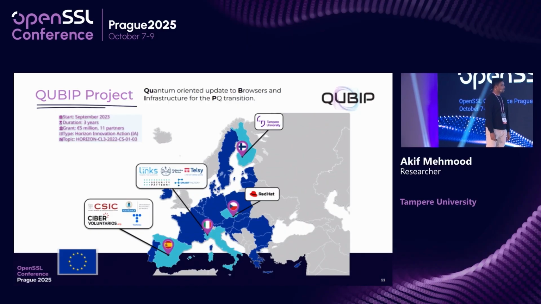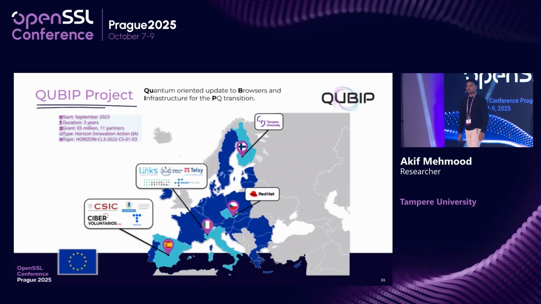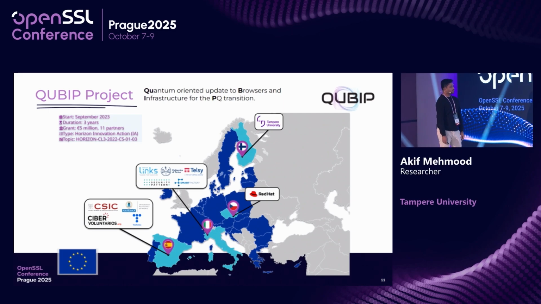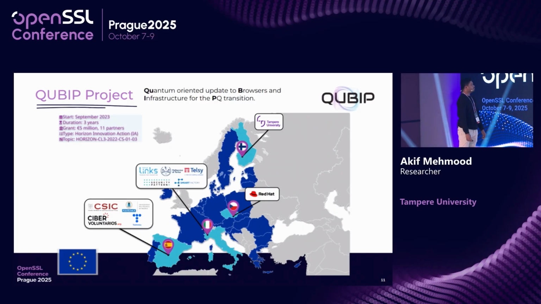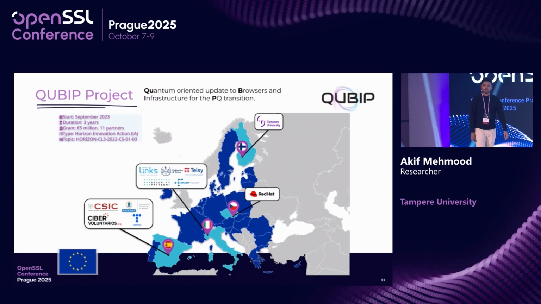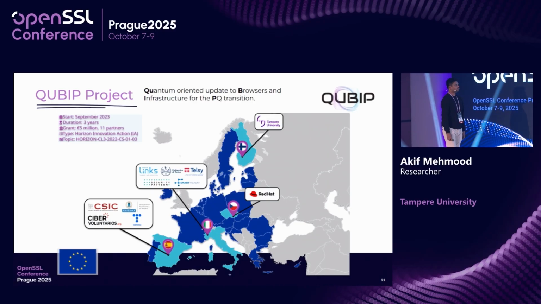This is the geographical representation of our partners. As you can see, most of our partners are from Italy, Spain, the Czech Republic, Red Hat, and that's us from Finland. QUBIP started back in September 2023, and it's going to end next summer. It's a 3-year project, and one goal of this project is the transition to PQC. From our end at Tampere University, we are trying to make OpenSSL and Firefox more crypto agile.